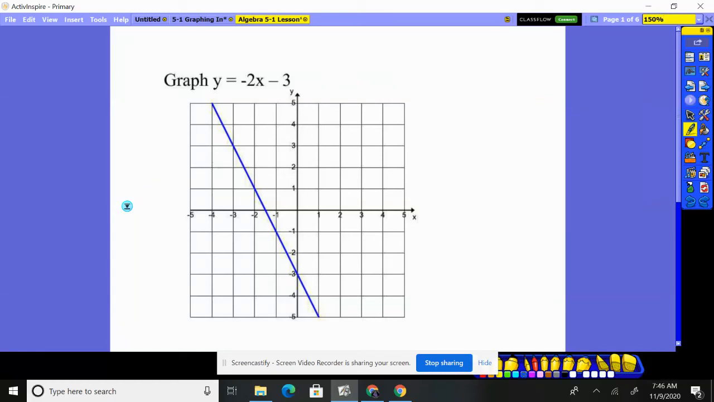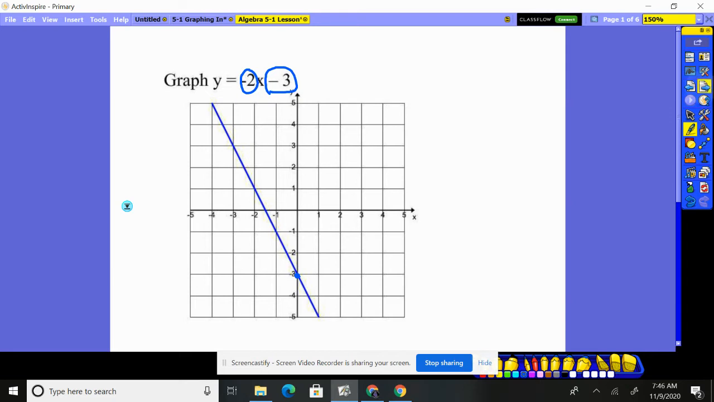All right, we've graphed these before. Y equals negative 2x minus 3. It has a slope of negative 2, y-intercept of negative 3. So it crosses right here, negative 3, then goes up 2 over 1, up 2 over 1. So that's what we're used to graphing, okay? Now, this graph, this line, those are all solutions that make that equation true.